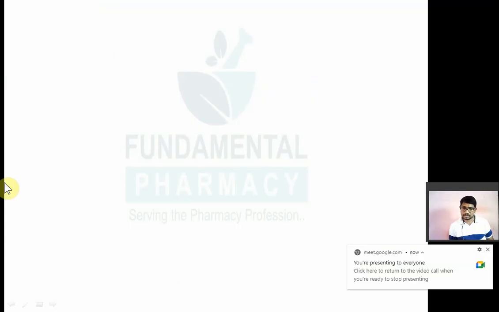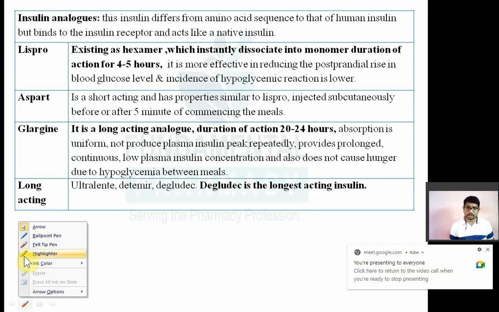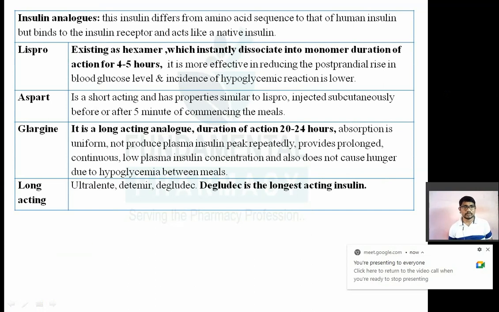Now next point we will see. Next is insulin analog. Now you can see conventional insulin means normal insulin. Normal insulin means the insulin of your body, exactly similar to it. So that is known as a conventional insulin.